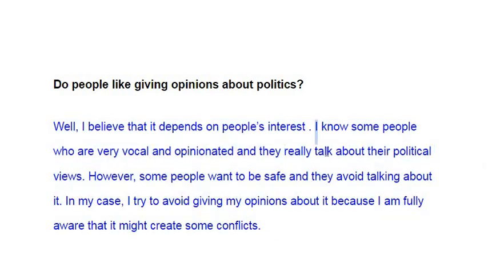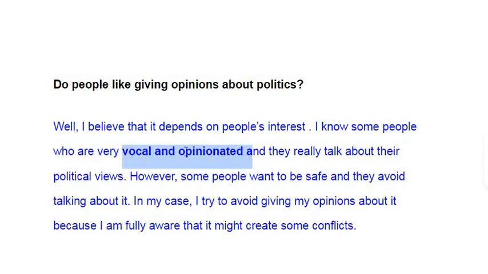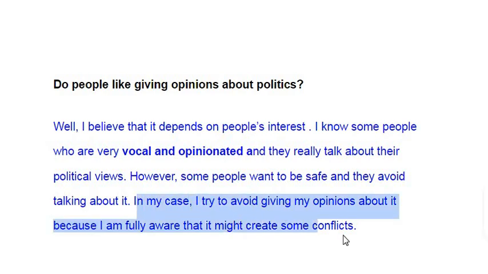Right? So here, some people, they like giving their opinions about politics. Why? They are vocal and opinionated. So when you're vocal, you really voice out your opinion, you are really outspoken. When you're opinionated, yeah, you have an opinion about almost everything. Okay, these are complex words, less common words. Now the other side, however, some people want to be safe and they avoid talking about it. Now, one way to make your answer longer is to give some example.